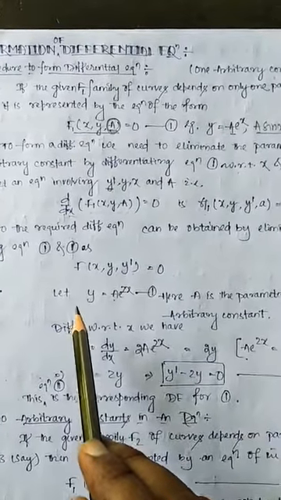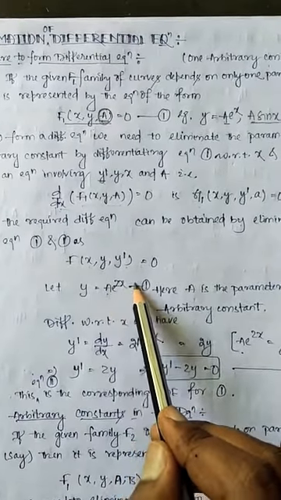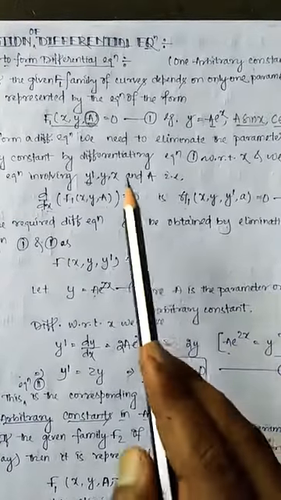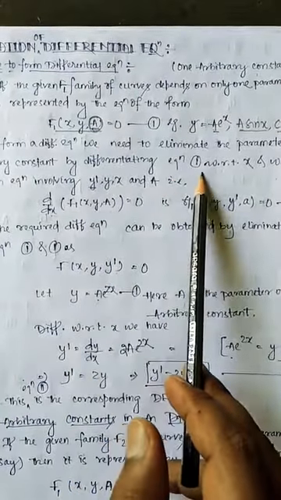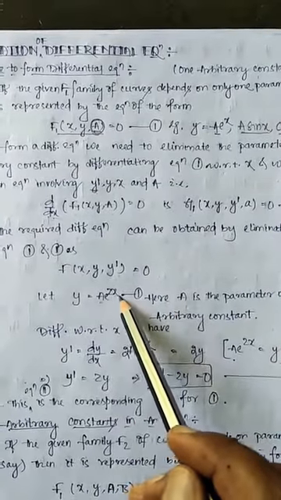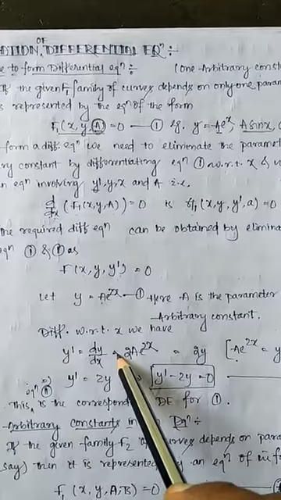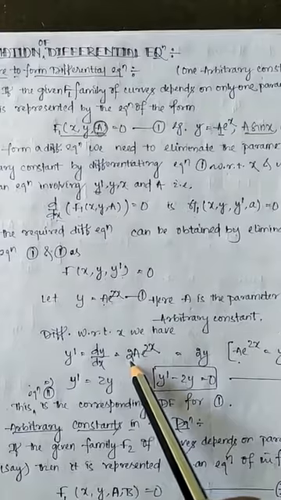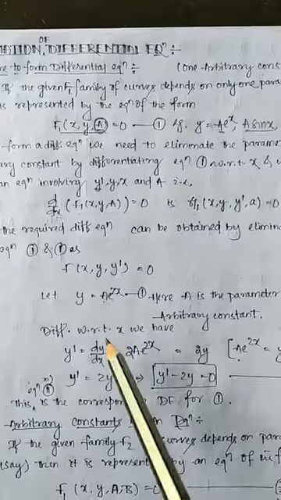So coming to an example, let's consider y = a e^(2x), where a is a parameter or arbitrary constant. I have said we can eliminate the parameters by differentiating the equation with respect to the independent variable, which here is x. So differentiating with respect to x, y dash = dy by dx = 2 a e^(2x), as the derivative of e^(2x) is 2 e^(2x), and as a is constant, it is taken outside.